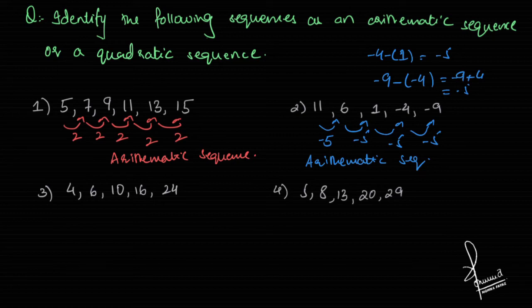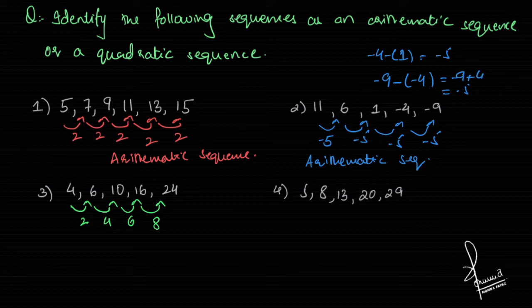Let's try to calculate the first difference. 6 minus 4 is 2. 10 minus 6 is 4. 16 minus 10 is 6. 24 minus 16 is 8. Now you can see that this is clearly not an arithmetic sequence, क्योंकि आप एक ही चीज़ बार बार ऐड नहीं कर रहे. आप 2 ऐड कर रहे हो पहले, फिर आप 4 ऐड कर रहे हो, फिर आप 6 ऐड कर रहे हो, फिर आप 8 ऐड कर रहे हो. So this is not an arithmetic sequence.